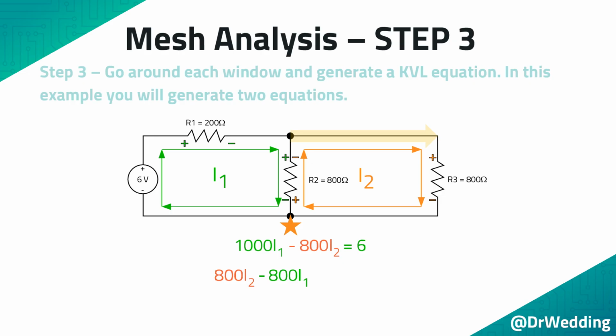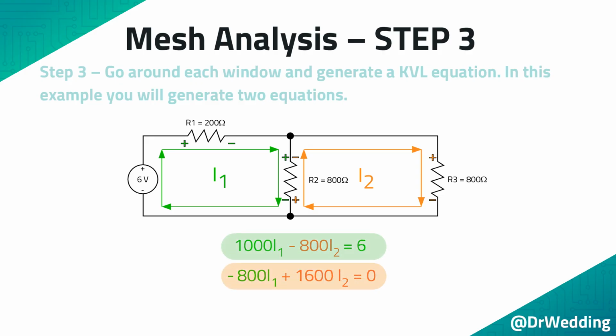The top of the right window does not have a resistor, so nothing is added to the KVL equation. When you come down the right side of the window, you will encounter an orange plus sign. So you will add the voltage created by multiplying the second 800 ohm resistor times I2. There are no resistors on the bottom of the second window, so nothing is added to the KVL equation. Now that you are back to the starting point, you set the equation equal to 0. By combining like terms, the second equation is generated.